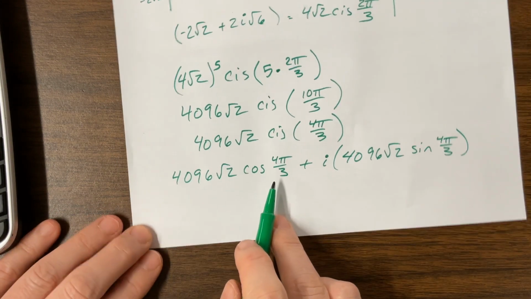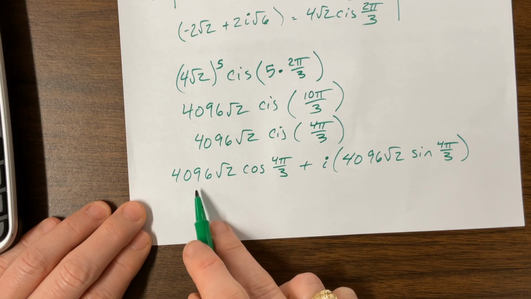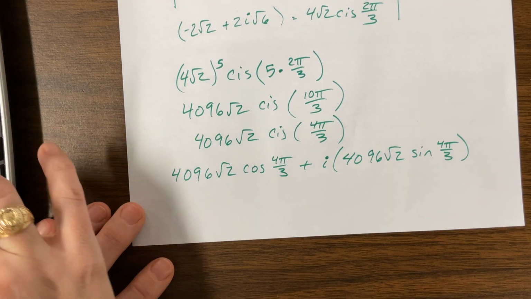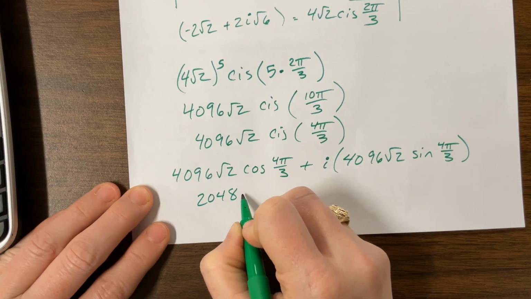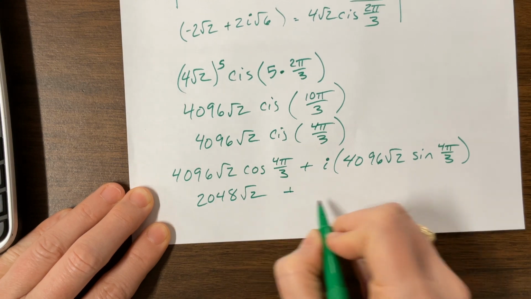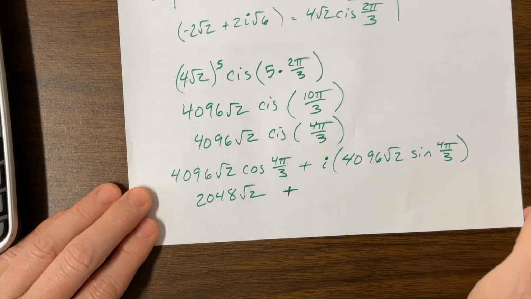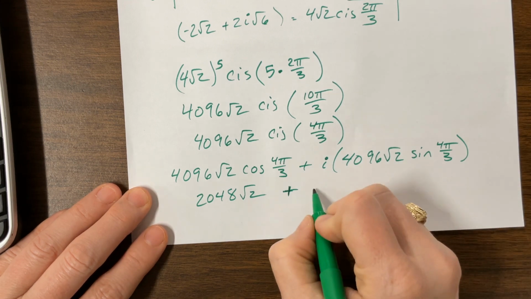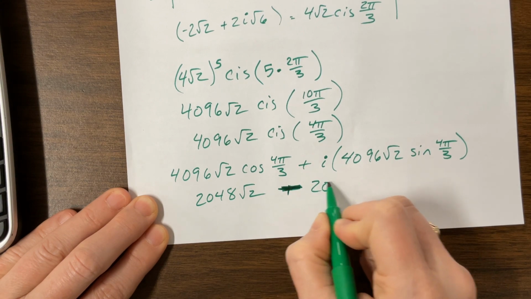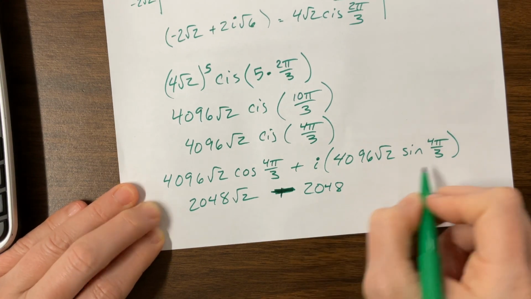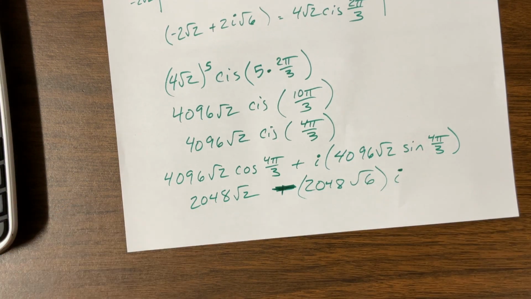Okay, this we know from the unit circle, 4 pi over 3 is in quadrant 3. The cosine value is negative 1/2. Okay, what is half of 4096? So 2048, oh, the number game that we love. Okay, plus sine of 4 pi over 3 is a negative root 3 over 2. So this becomes a minus 2048 root 6 times i is what I'm getting.